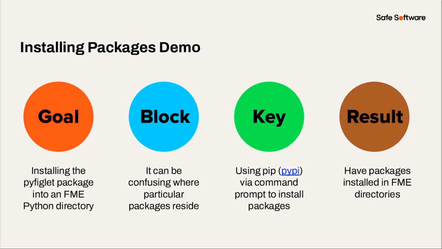So the goal here, before getting into this, is we're going to use PyFiglet, which is a small package that takes ASCII text and renders it in ASCII art fonts, just to give an idea of what you can do with third-party packages. It can be a little bit confusing where packages reside, but you don't have to worry if you're using 2020.1 and above. It does that automatically. And then we're going to use pip here instead of downloading and extracting a package and putting it into the interpreter folder. Pip is just a package manager that we ship with FME, but it's a little bit different than the official pip package manager that you usually use. And then we'll have packages installed in those directories.